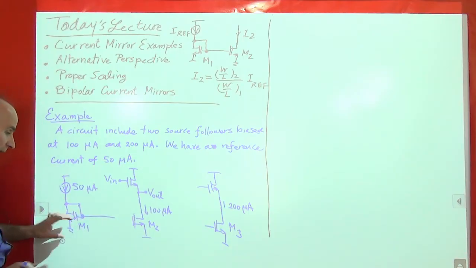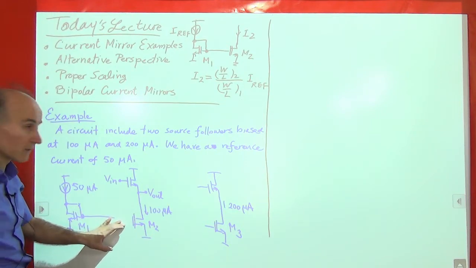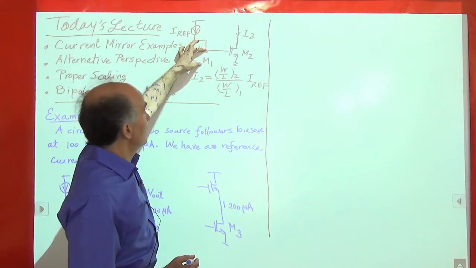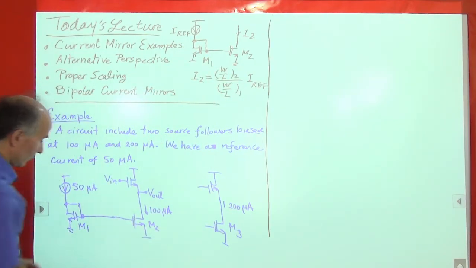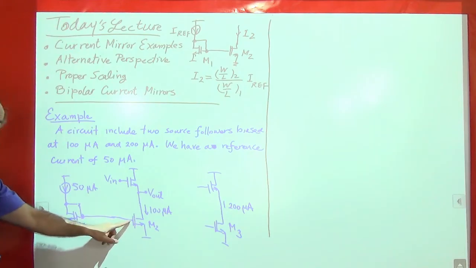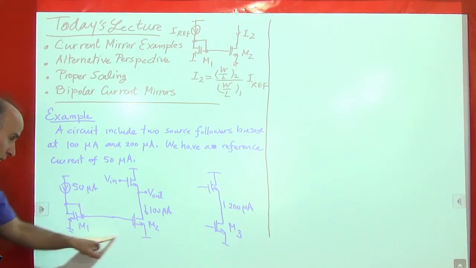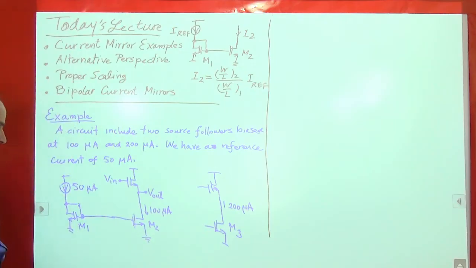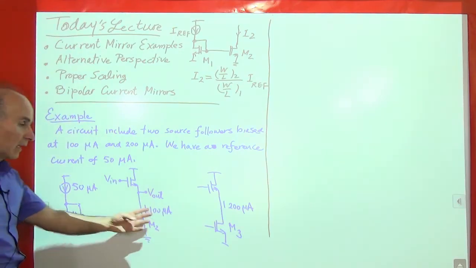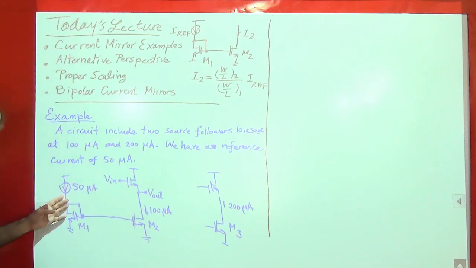And I'm going to apply that VGS to the destination current sources. Just the way I apply this VGS to M2, I'm going to apply that to this M2. So these two have the same VGS because their gates are shorted, and so are their sources. The sources are grounded. Okay, so how do I get 100 microamps from 50 microamps?